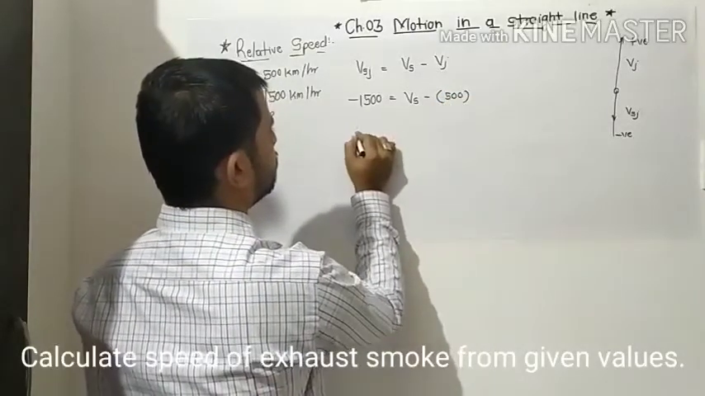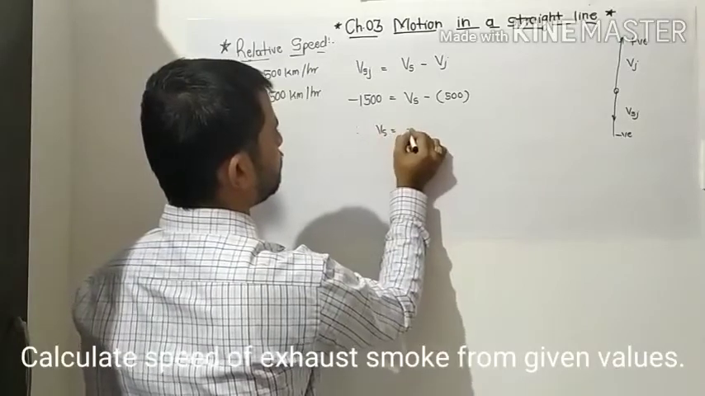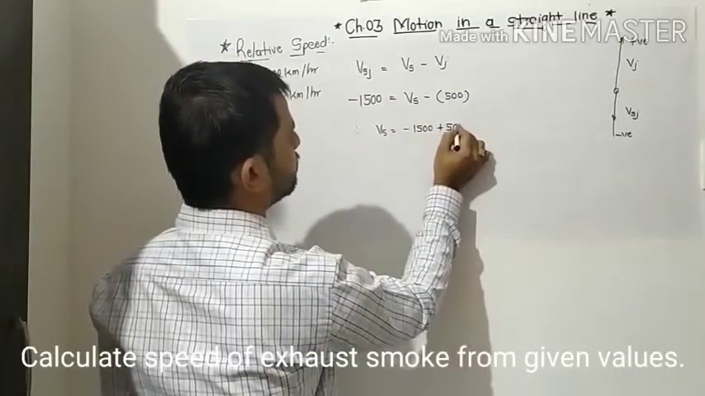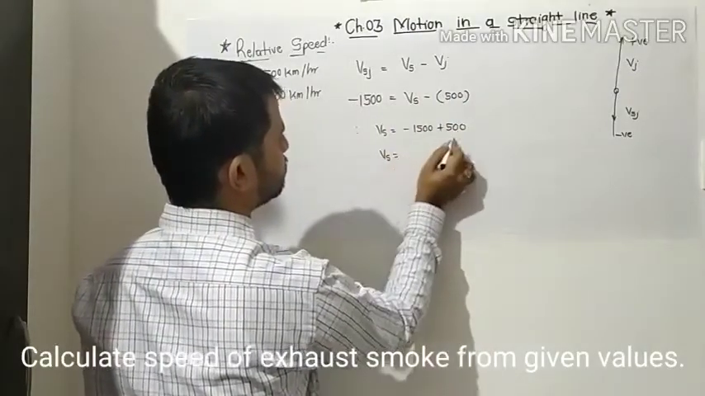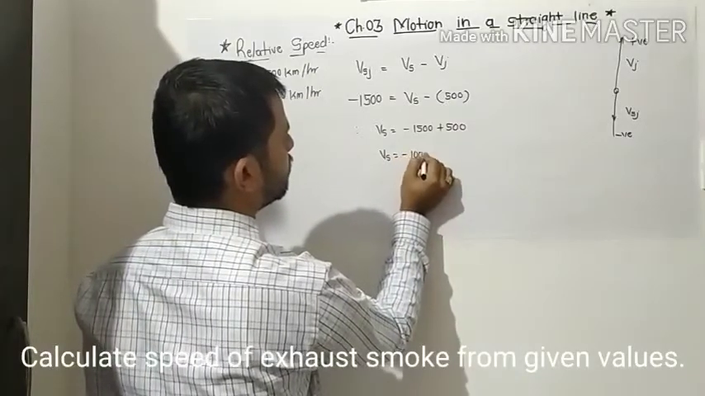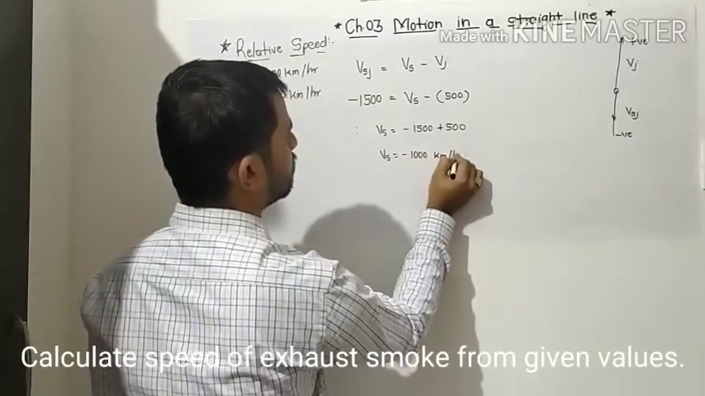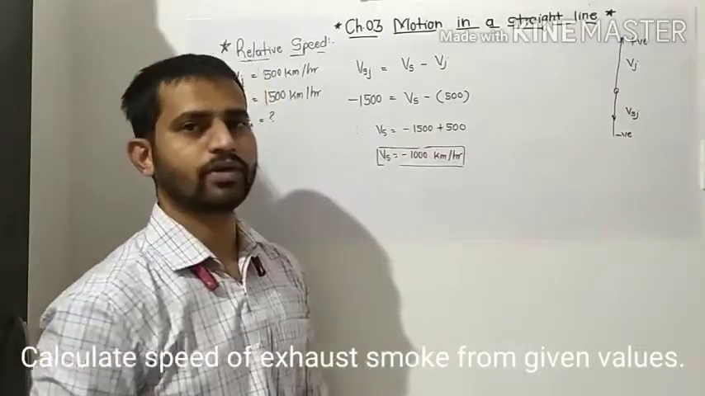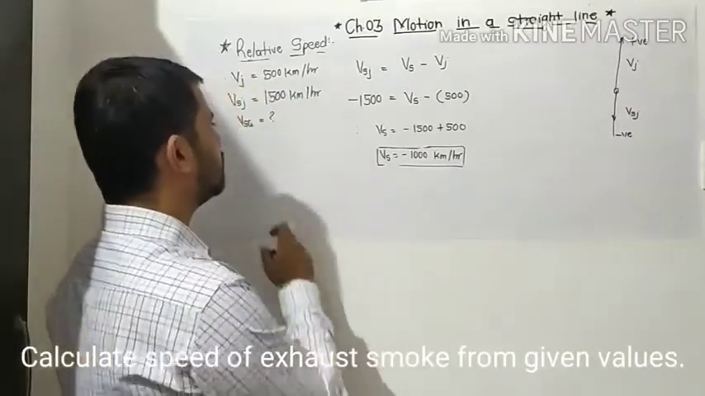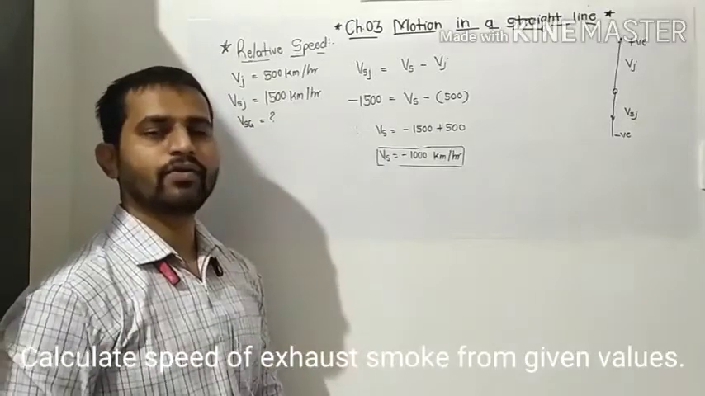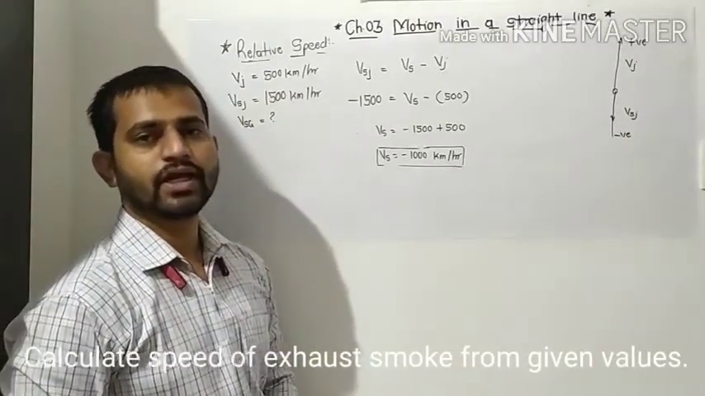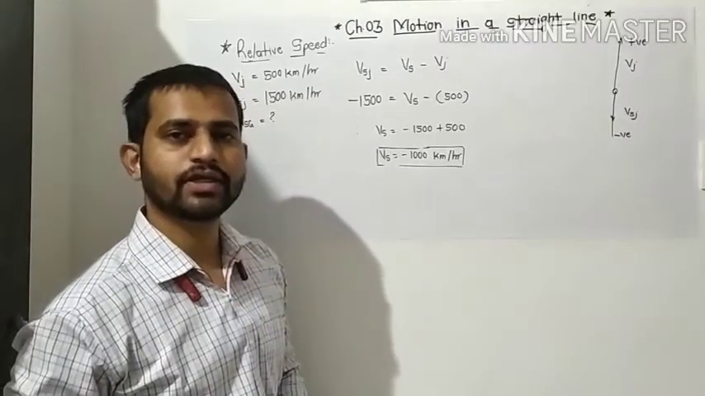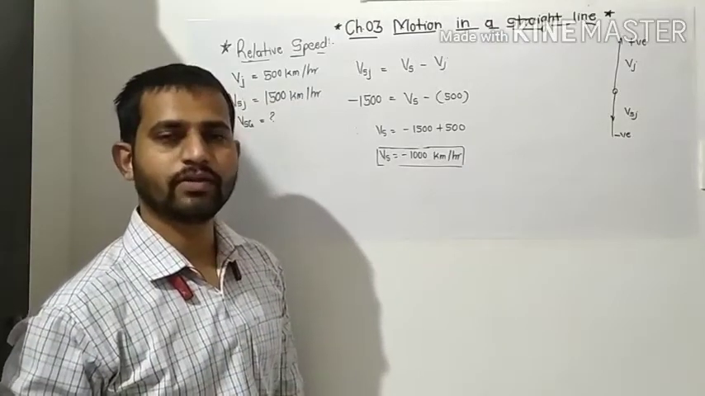Therefore Vs is equal to minus 1500, and this 500 goes to the other side as plus 500. So our Vs is equal to minus 1000 kilometer per hour. Now we have to calculate the relative velocity of smoke with respect to ground. The velocity of any object with respect to the ground surface is the same value, the absolute value of that velocity.